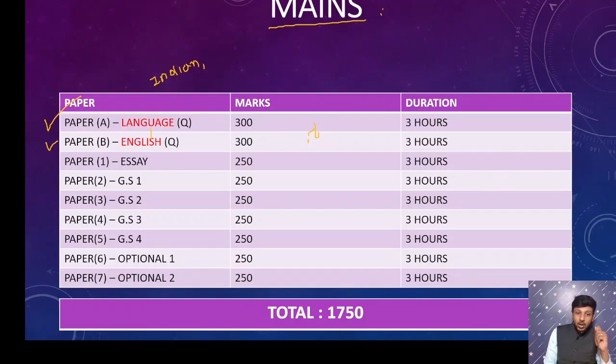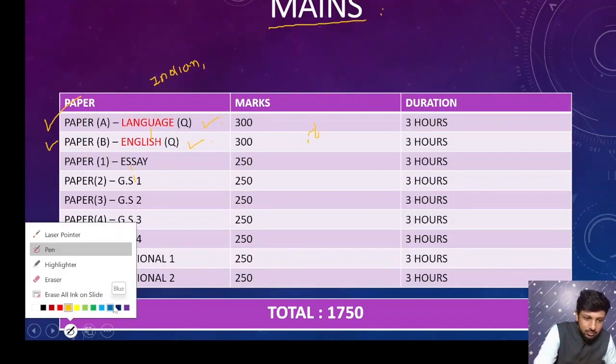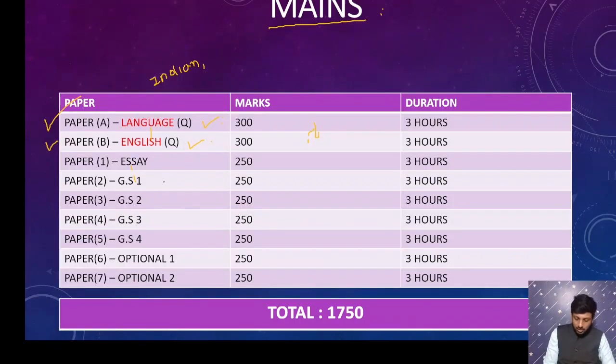Okay, this paper is of a qualifying nature. That is, this is the eligibility. You should clear this. And second is the English paper. One paper based on English will also be given. This is known as paper B. These 2 papers will be qualifying. Therefore, paper A and paper B are qualifying in nature like this CSAT. And these 2 papers carry 300 marks.